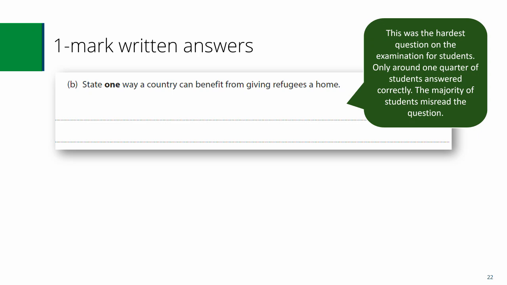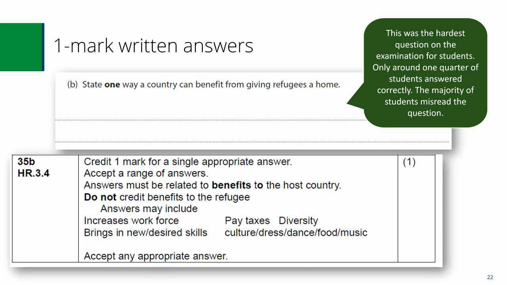It's always a problem in exams under high stakes with the clock ticking that a certain percentage of students will rush and not read a question properly. Good advice to give to students, no matter how young they are, is to underline key words. Here, the key phrase was, country can benefit. The idea that the benefit is for the country, not for the refugees.